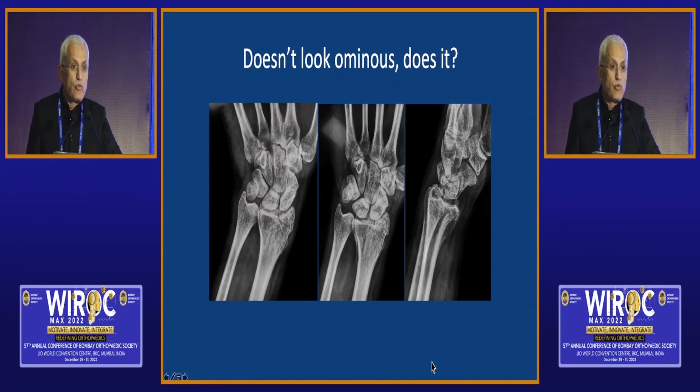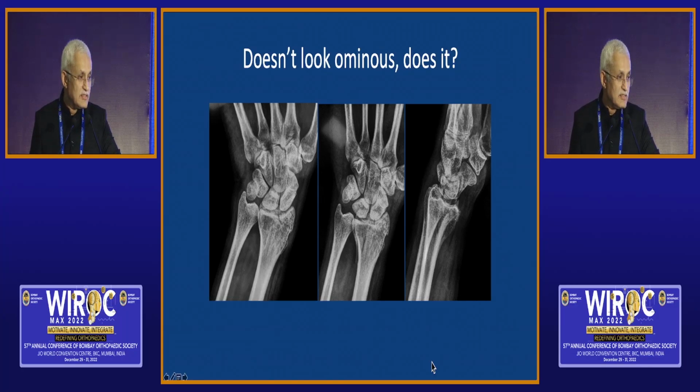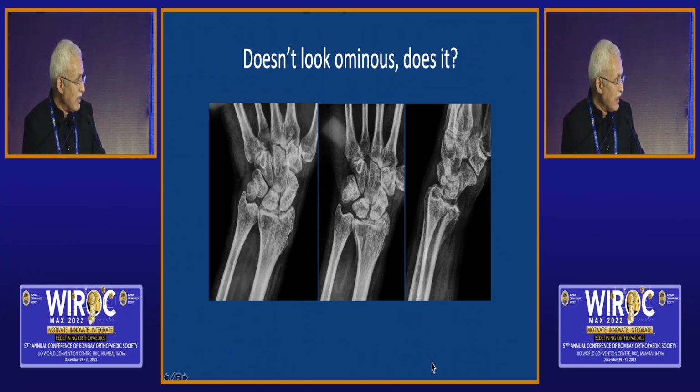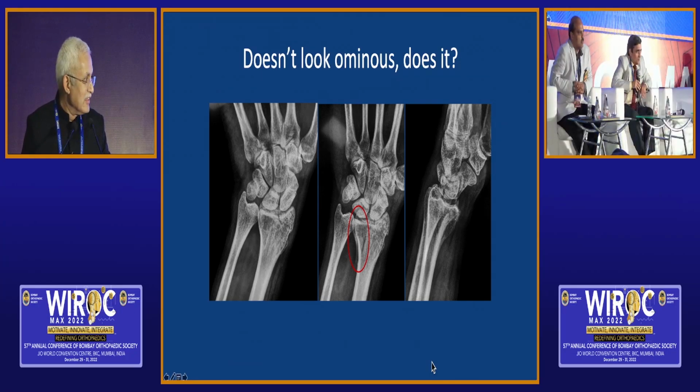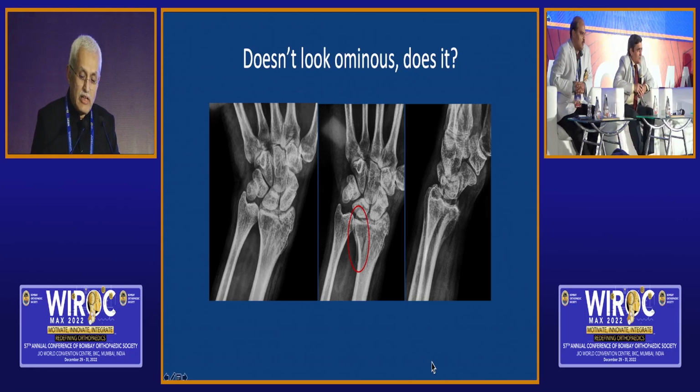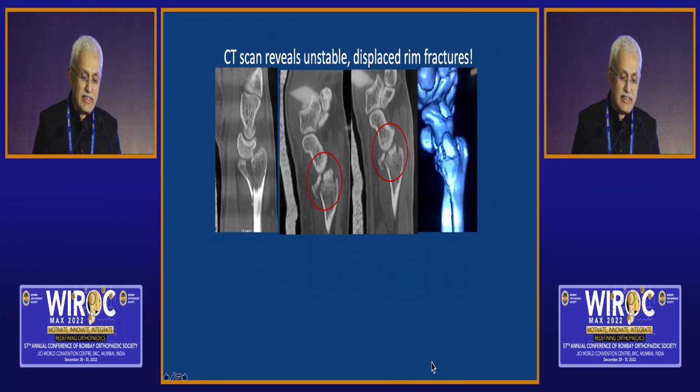This doesn't look very ominous, does it? So many of us would be tempted to treat this conservatively. Anyone on the panel would leave this in a plaster? No? Just because I'm presenting it? Maybe I left it in a plaster. No? Okay, that fragment is what all of us are worried about. Now, to make out whether this is volar or dorsal, you obviously would require a CT scan.